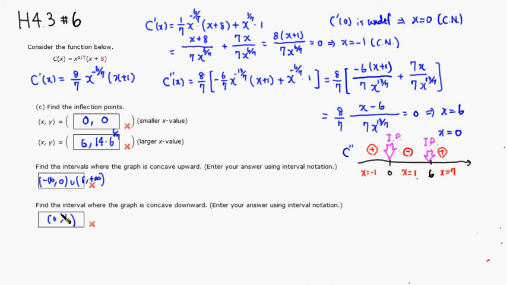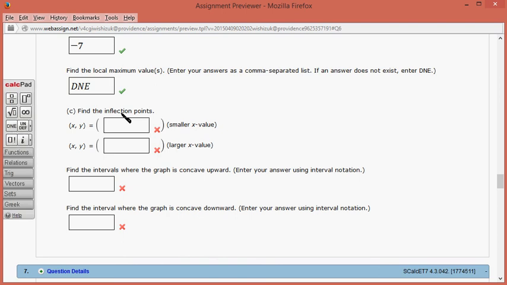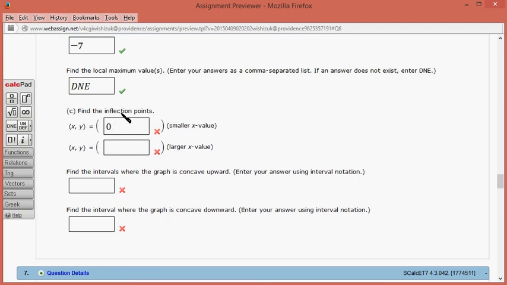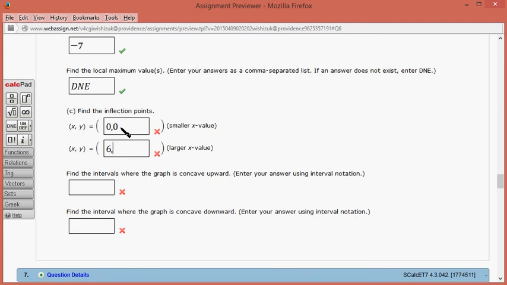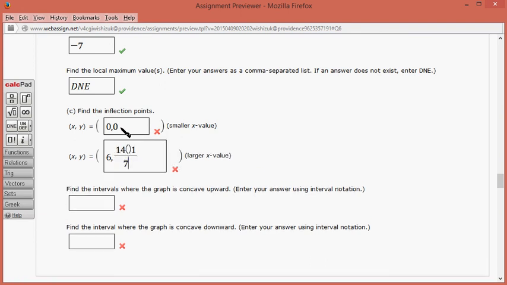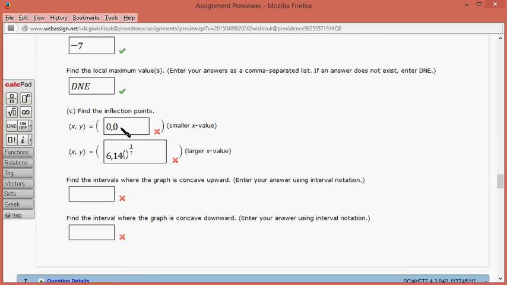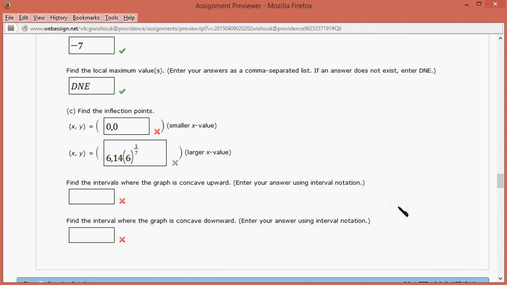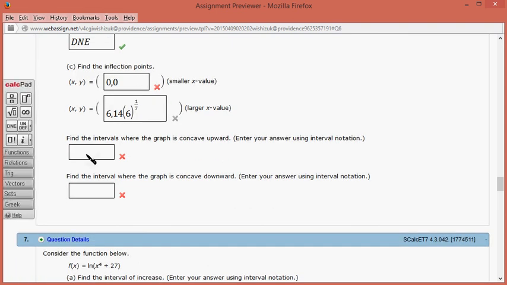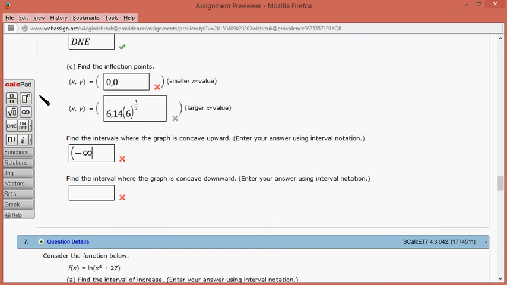So let's type it in. We found the first point is 0, 0. And the second point was 6, 14 times, oh, that's not what I wanted to do, 6 to the 1/7th power. And then the interval is negative infinity to 0.